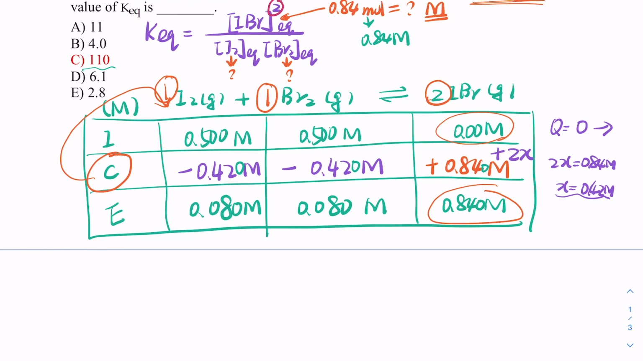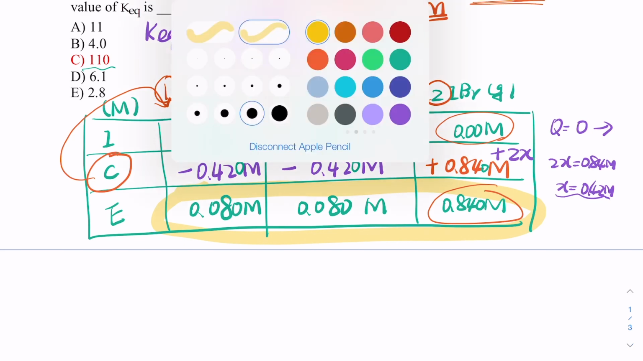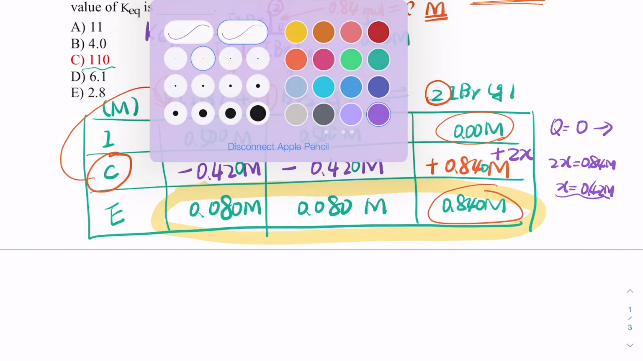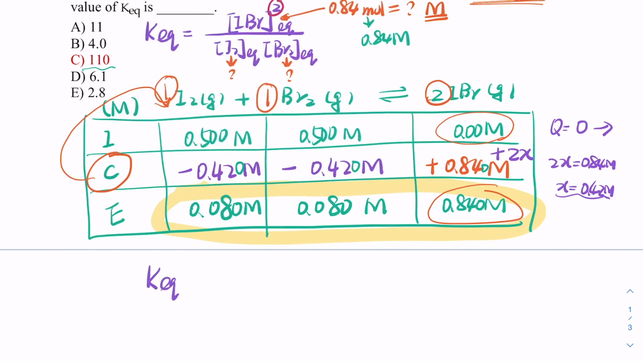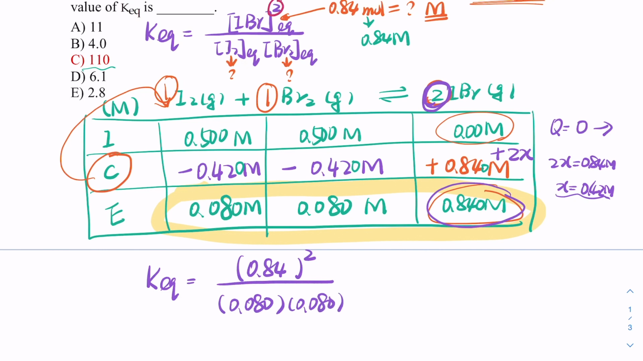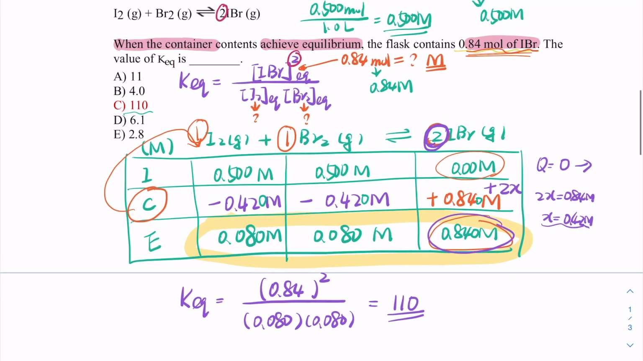Anyway, back to this question. Now you have all the concentrations at equilibrium, so we can use our expression to finish the calculation. Keq equals the product, 0.84, which will be squared, don't forget because of the coefficient, over 0.08 times 0.08. We do this calculation and the number turns out to be 110. So 110, the choice will be C.